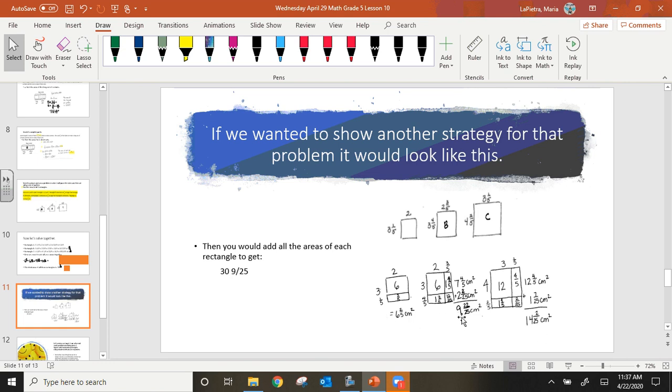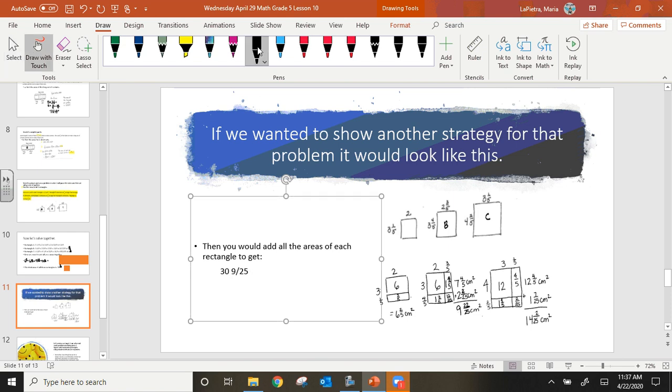When we added these, just like we did in the last example, you had to get this common denominator, which was 25. So we changed 6 and 2/5 to 6 and 10 over 25. When we added them all together, the area was 39 over 25. And let's label that. And what should it say? It should say centimeters squared.